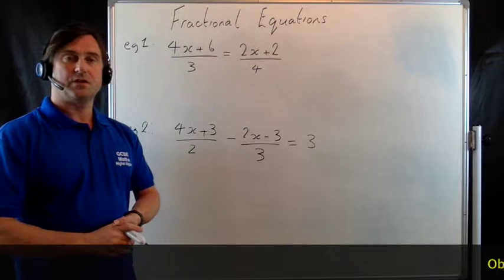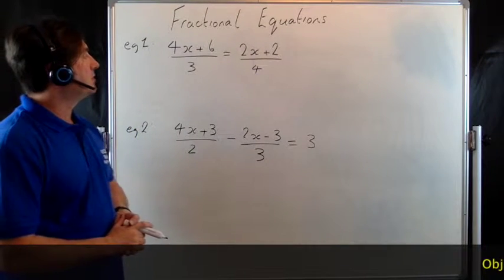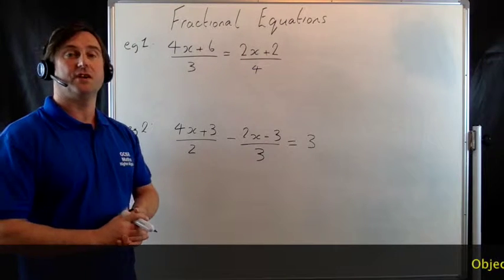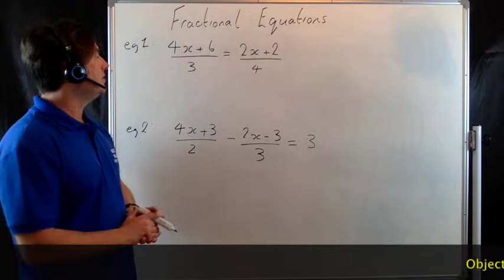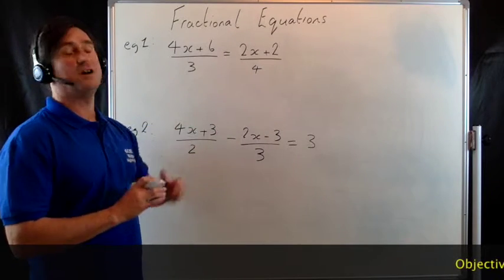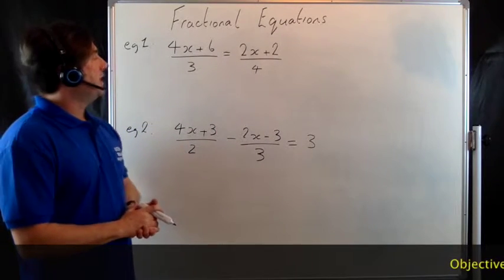We're going to look at two examples today. The first one has got an equal sign in between it, so it's just like solving a normal equation. The only difficult part is the fact that we've got these fractional bits to each side of it. We need to sort that out first.